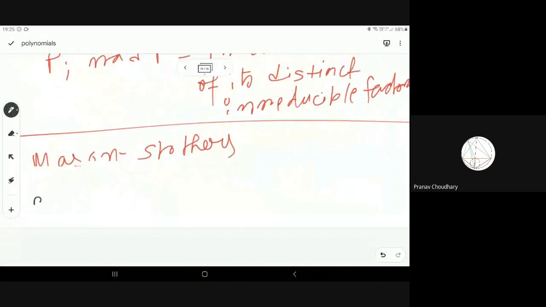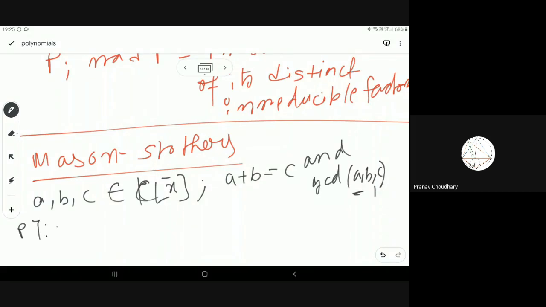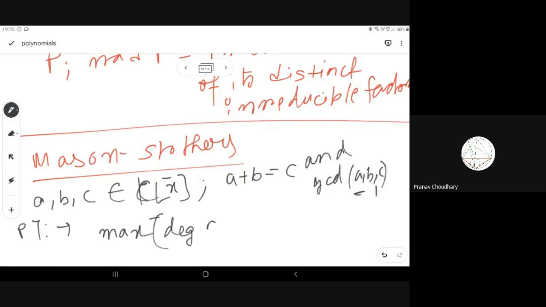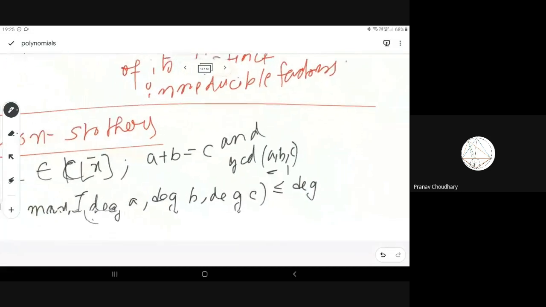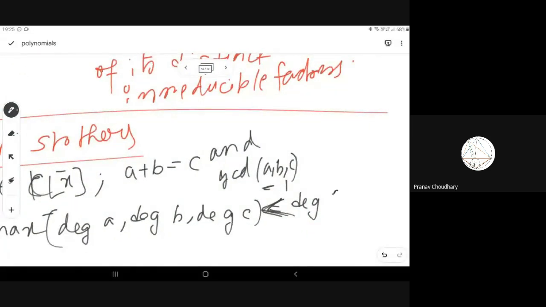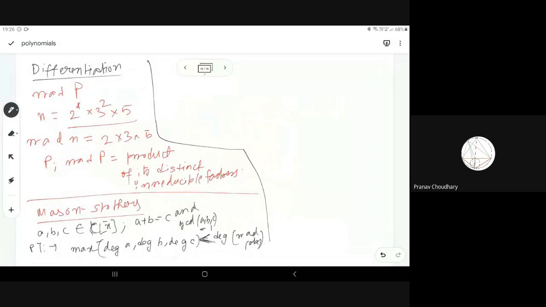The theorem tells you that suppose a, b, c are complex polynomials such that a plus b equals c, and GCD of a, b, c is 1. Then you have to prove that the maximum of their degrees is less than the degree of rad abc. Does everyone get the statement? If a plus b equals c and they are relatively coprime, then the maximum degree that they can have is strictly less than the degree of the rad of their product, right?